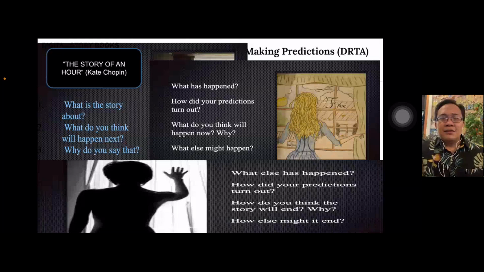After reading certain portions, for example, the first 2 or 3 paragraphs, they can ask about how did your prediction turn out? Is your guess correct? What else might happen? Then I will ask them to continue reading the other parts of the book, read 2 more paragraphs, and we can ask them the same set of questions. What else happened? How did your prediction turn out? A while ago, I asked you about your prediction. Did it turn out to be correct or not? What do you think happened?